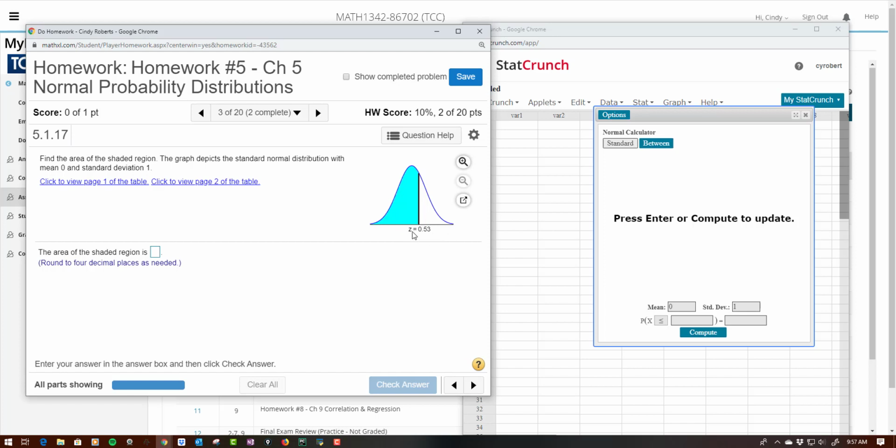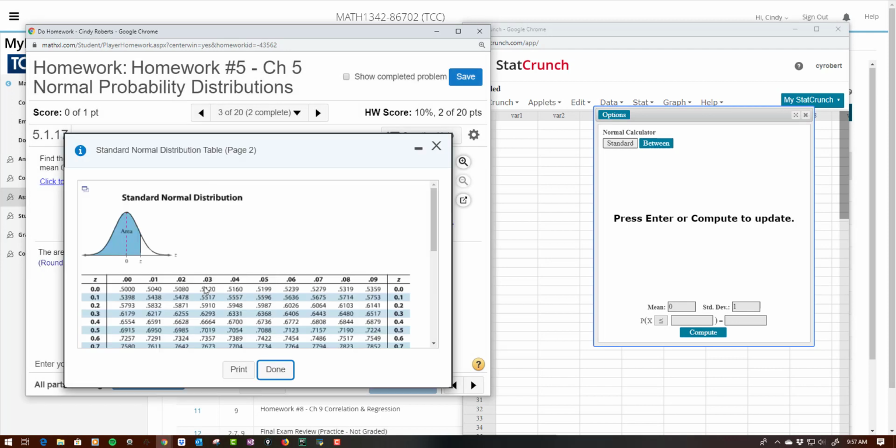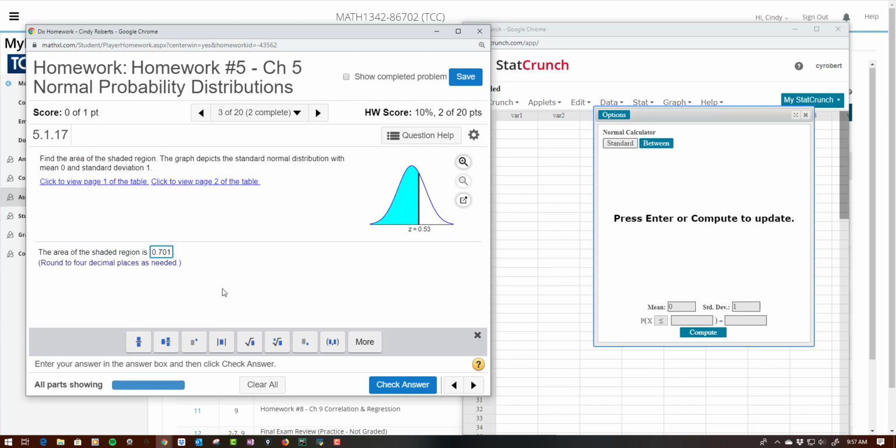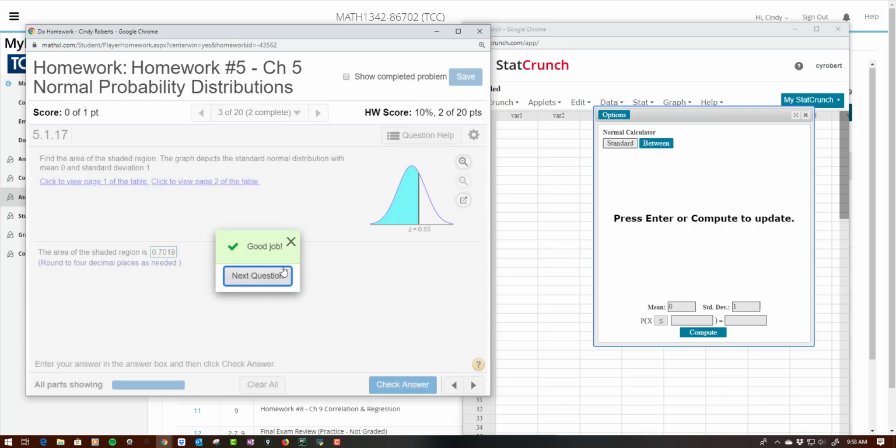So notice here I have z equals 0.53. I know I'm going to go to page 2. How do I know that? Because that's a positive z-score. If the standardized is down the middle 0, anything to the right would be positive. So I look up 0.53, which is 0.7019. Okay, because you read from the bottom up to that line. Okay, that's how you read these.